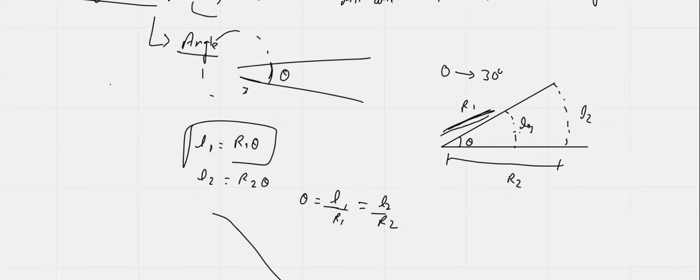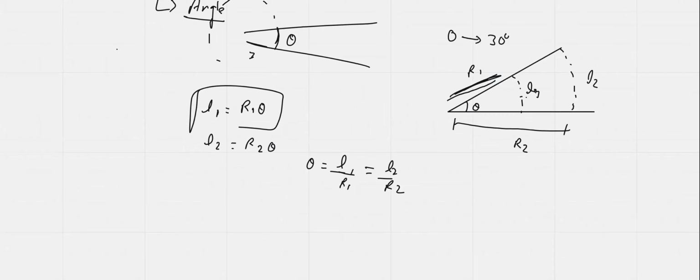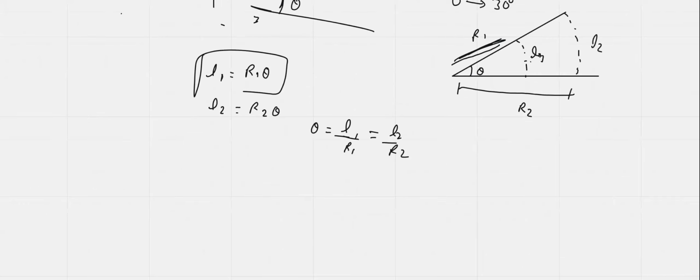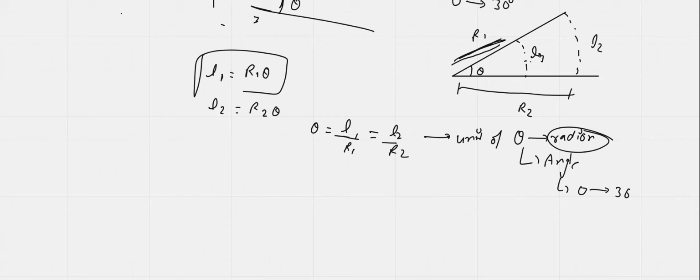Now, what is the unit of this theta? The unit of this theta is nothing but radian. Theta is represented in two ways: one is radian and one is degree. In general, the unit is radian. In degrees, you can go from 0 to 360. In radians, you have different sets of values. We'll discuss it here.